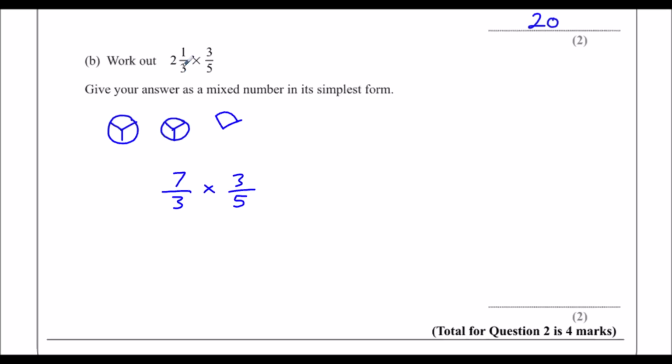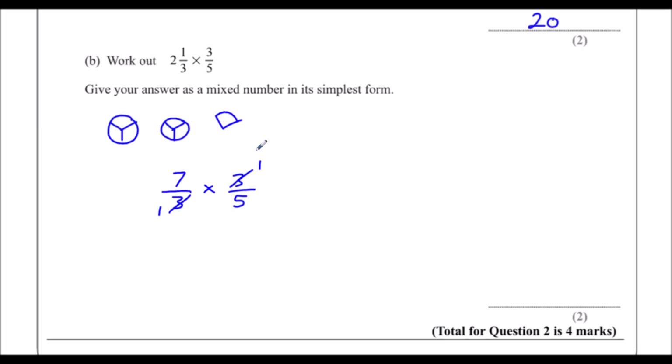2 times 3 is 6. So that's 6 thirds, plus the extra third, 7 thirds. Now we can multiply these together. Before we multiply, we can simplify. So if you divide top and bottom by the same thing, you can simplify it. So you can divide the top by 3 and the bottom by 3, and that simplifies this fraction.